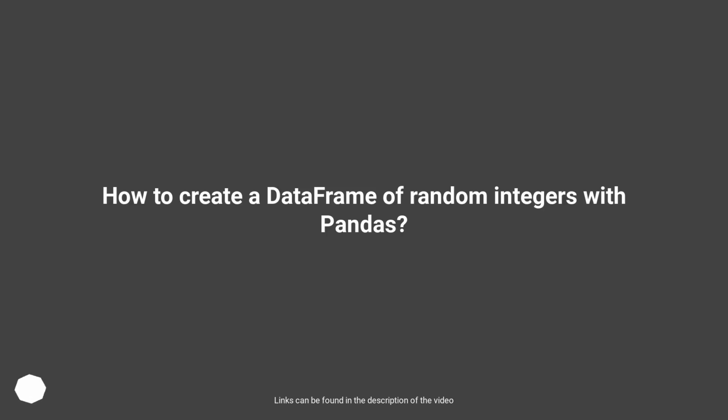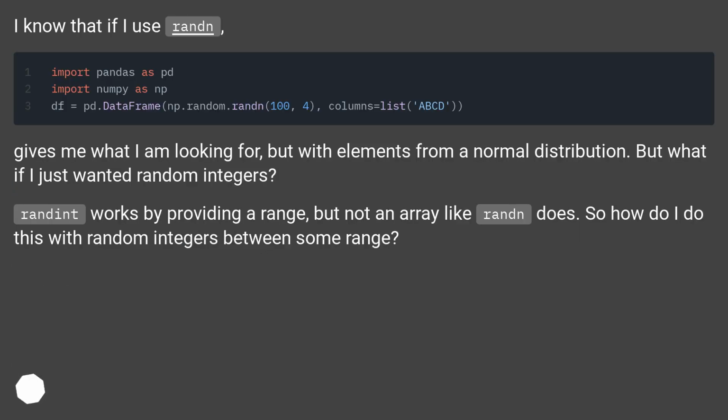How to create a data frame of random integers with Pandas? I know that if I use rand, it gives me what I am looking for, but with elements from a normal distribution. But what if I just wanted random integers? randint works by providing a range, but not an array like rand does. So how do I do this with random integers between some range?